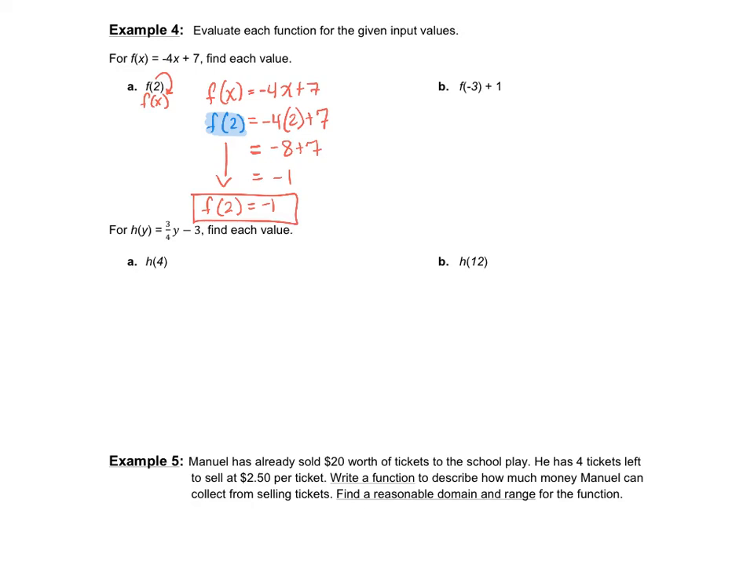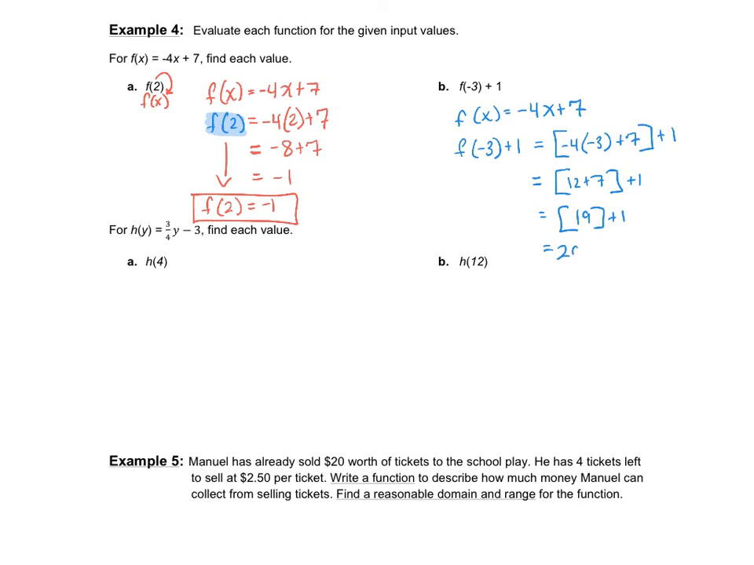Okay, for example B now, we have f of negative 3. So negative 3 is my x. So I'm going to write the original problem, f of x equals negative 4x plus 7. And it's saying that we have to do f of negative 3, but then we're going to be adding 1. So that means that first we're going to plug negative 3 into the stuff that's up above, the negative 4x plus 7. But then we're going to need to add 1. So this is going to be equal to 12 plus 7 plus 1. And 12 plus 7 is 19 plus 1. So this equals 20. So f of negative 3 plus 1 is equal to 20.